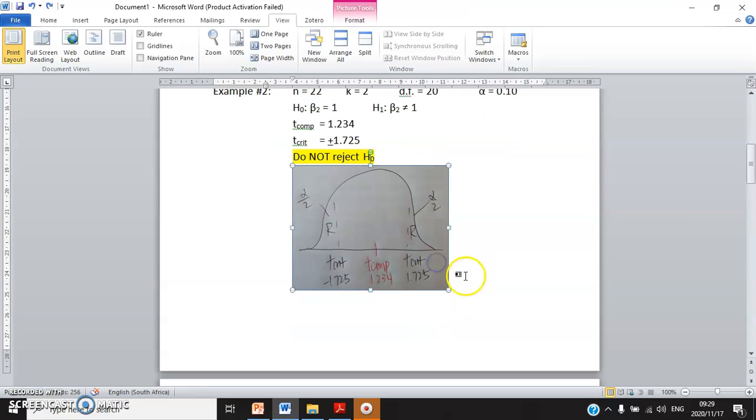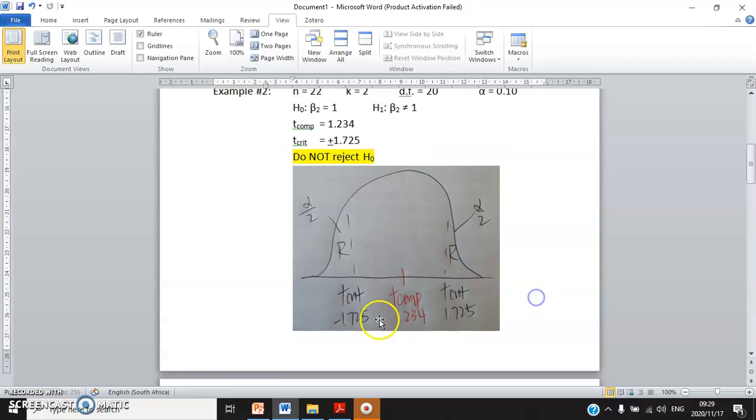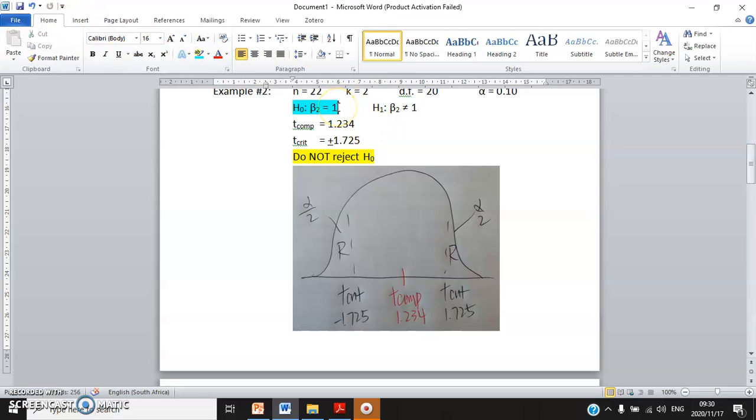Okay, so let's look at the graphical sketch. The critical t-stats are plus or minus 1.725, but your computed t-stat, 1.234, does not lie in the rejection region. Okay, then you have to say, since the computed t-stat lies between the two critical t-stats, we do not reject the null hypothesis. So if we do not reject the null hypothesis, then it means from a statistical point of view, the null hypothesis is more likely to happen. So it means most likely in the PRF, the true slope parameter is equal to 1.